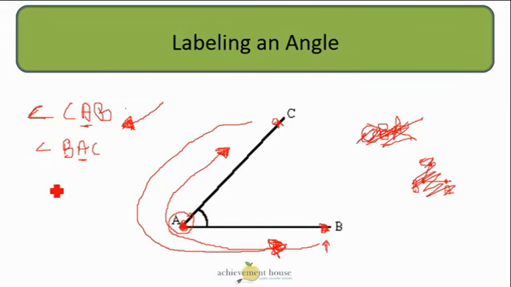Now another way we could name the angle, since vertex A is only the vertex of this one angle, and that's important. A can only be the vertex of one angle, which it is. We can call it angle A.